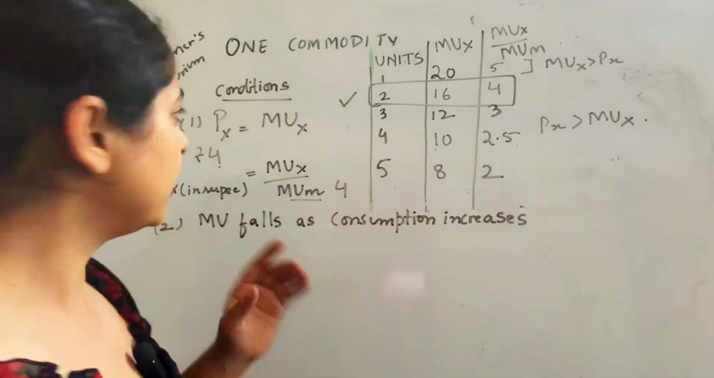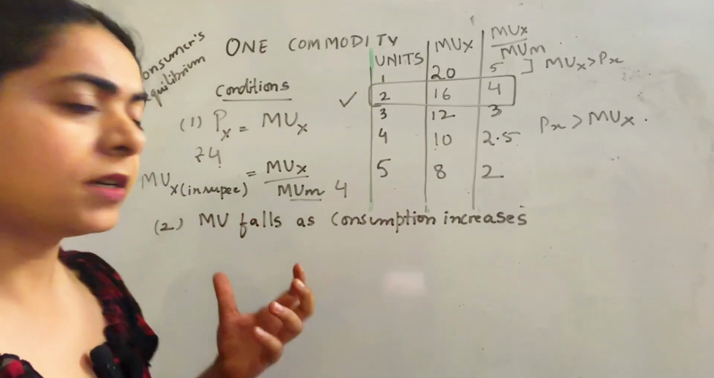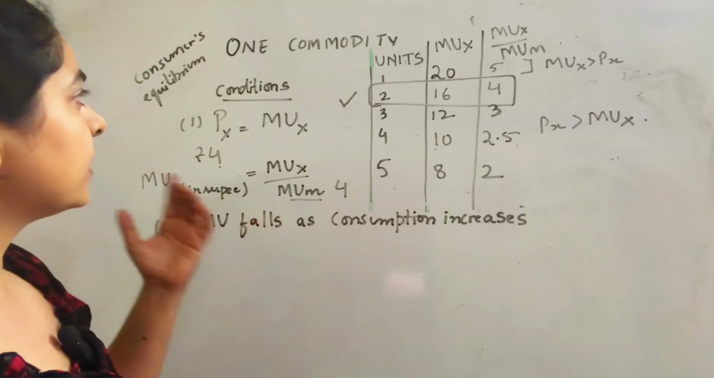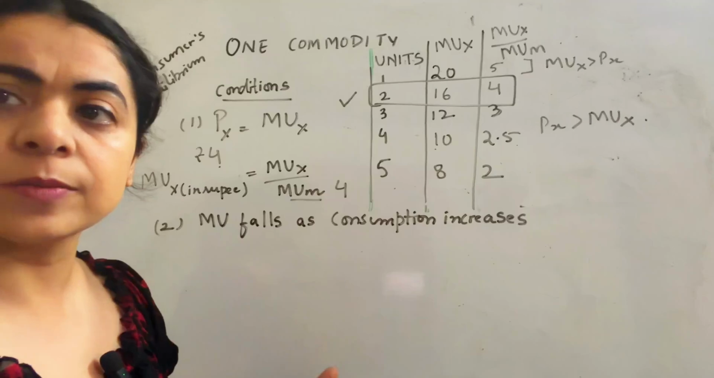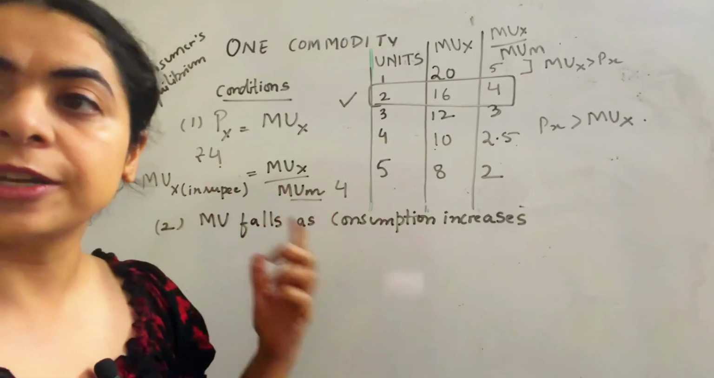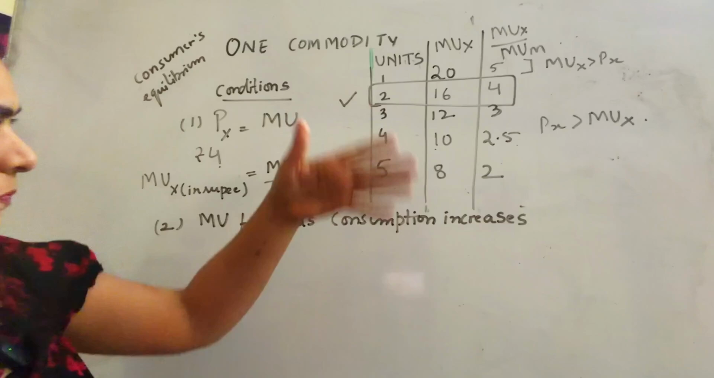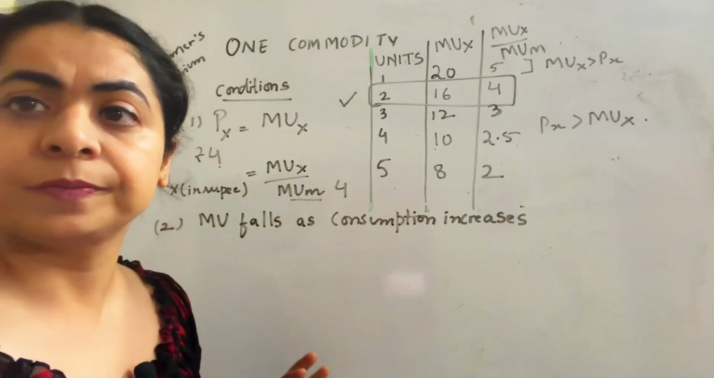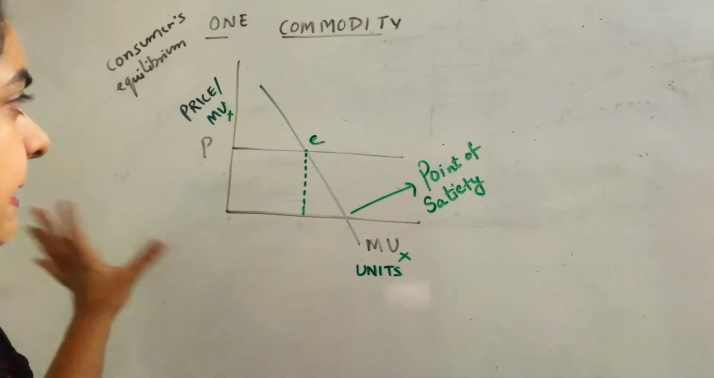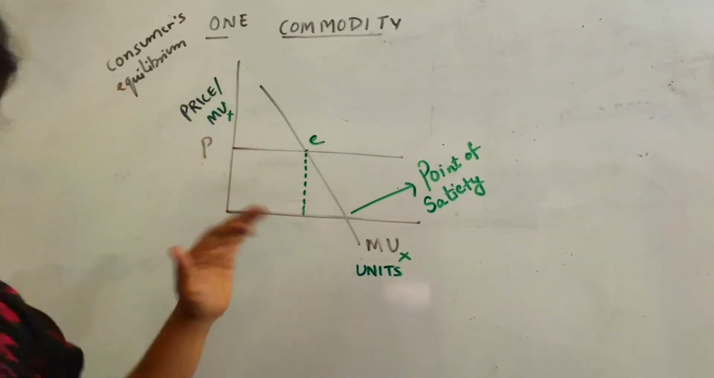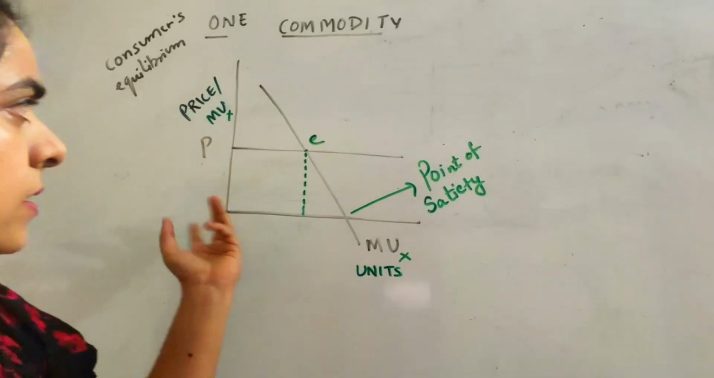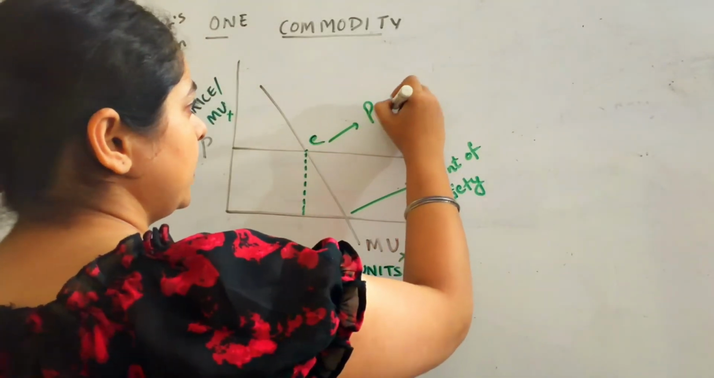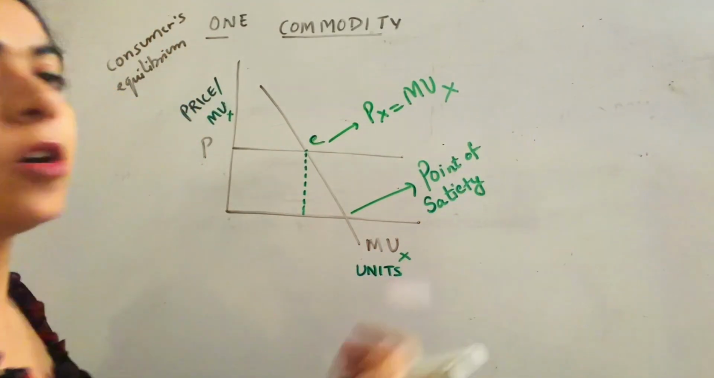Technically we need to equate price of X equal to marginal utility of X, but to ensure that the marginal utility of X is also in monetary terms, we are dividing it by the marginal utility of money. Based on this, we can say that the consumer is in equilibrium at the second unit of output. Here in the given case, as we can clearly see, MU falls as consumption increases, and price is constant. So this is the equilibrium point: the price of X is equal to marginal utility of X.